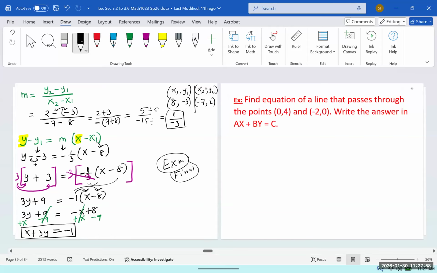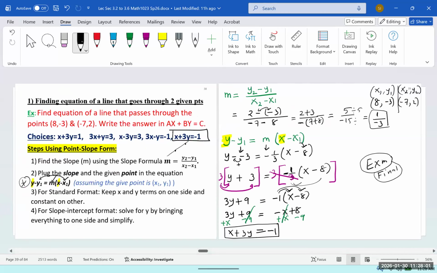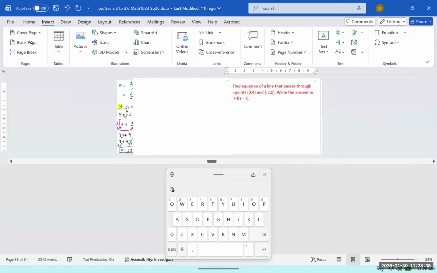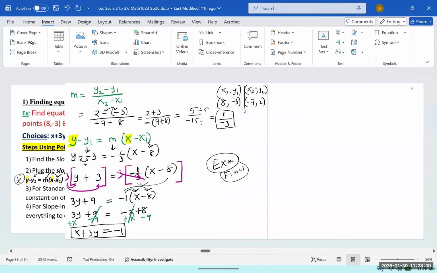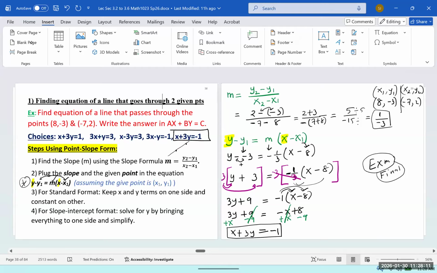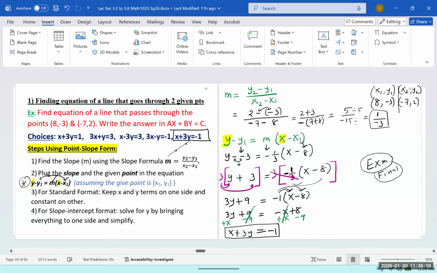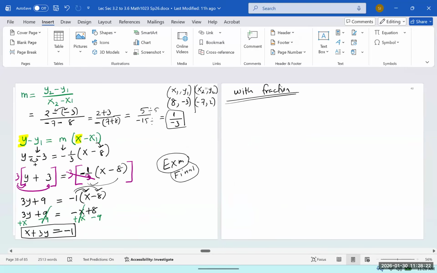I have a question. How would it look like in fraction? If you keep your fraction, yeah, if I keep my fraction, then you're going to write y plus 3 equals -1/3 (x minus 8). So you're going to distribute the fraction.